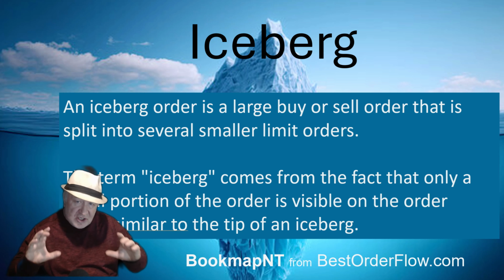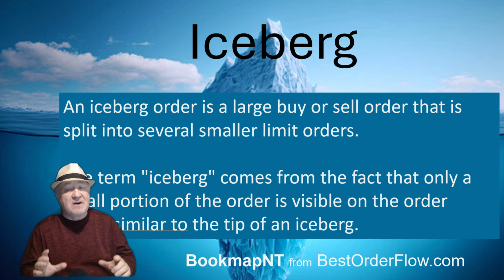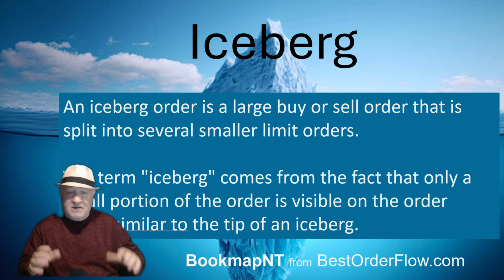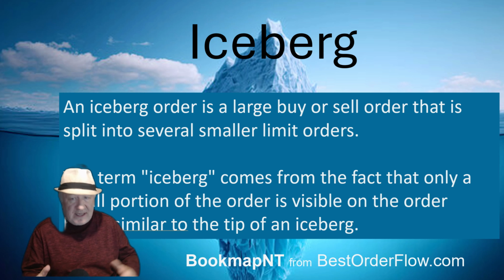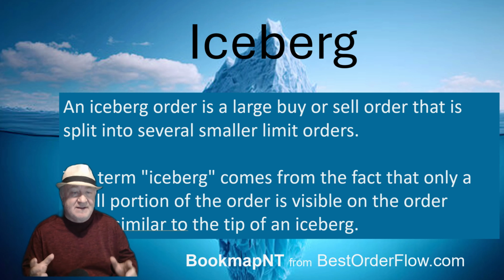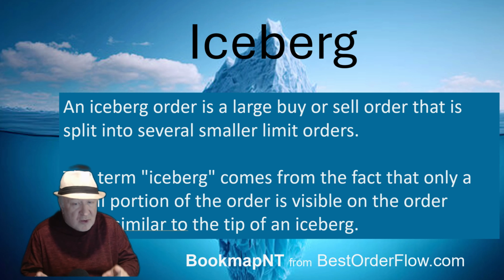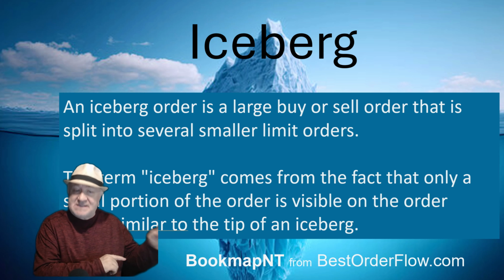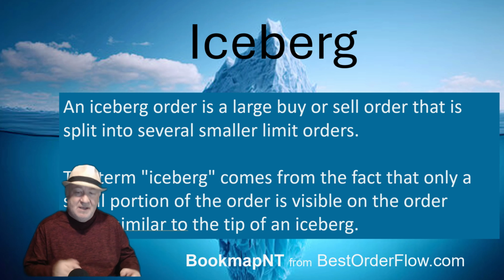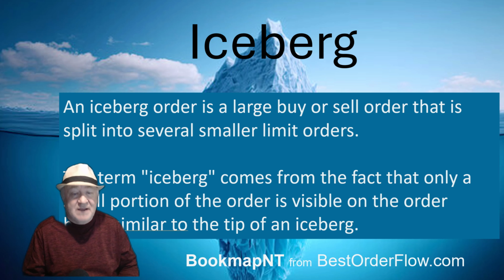Okay, now the definition of an iceberg: it is an order, very large to buy or to sell, that is later split into several smaller limit orders. The term iceberg comes from the fact that only a small portion of the order is visible on the order book or a heat map, similar to the tip of an iceberg.